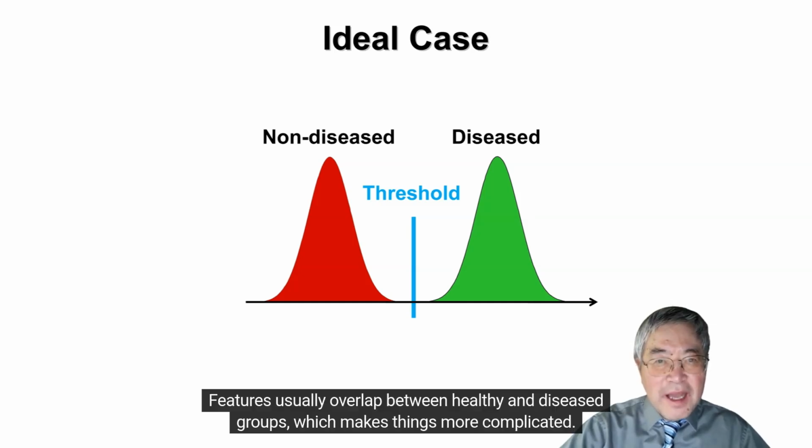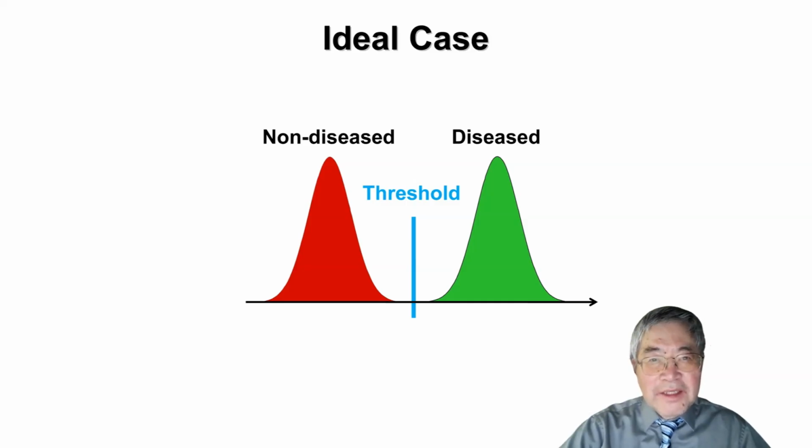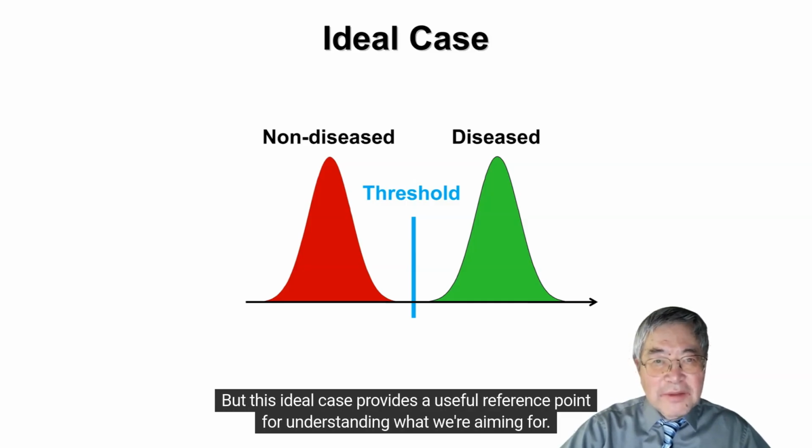Features usually overlap between healthy and diseased groups, which makes things more complicated. But this ideal case provides a useful reference point for understanding what we're aiming for.